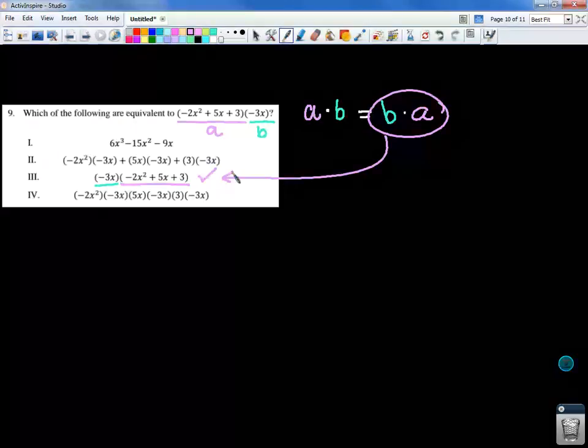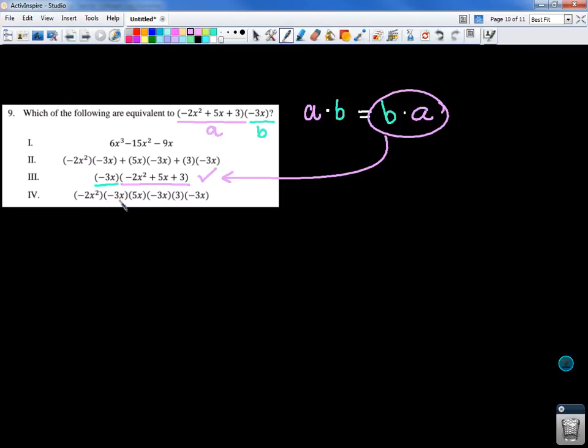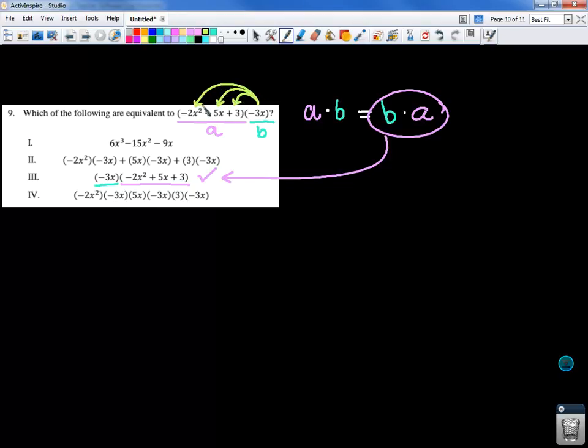And then on this last one, that's crazy looking. Okay, so if we had this multiplier over here, we can actually distribute it inside like this. So we would have negative 2x squared times negative 3x, 5x times negative 3x, and 3 times negative 3x. So that one should also be the same thing because it's just the distributive property. And then let's see what happens if we actually do the combining of the terms there.